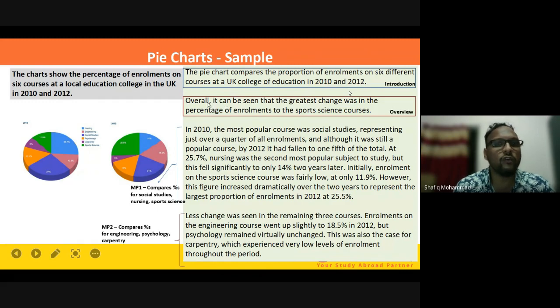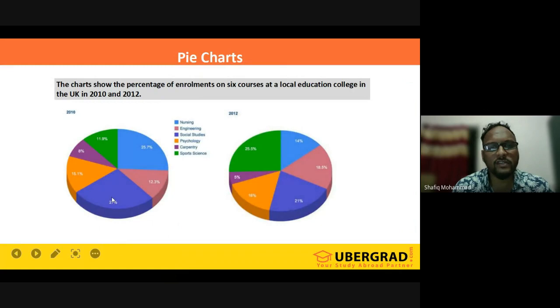So the overall means you're giving the overview. Overall, we can see that, or it is clear that. These are the sentences which say it's an overview. So overall, we can see, or it can be seen that the greatest change was in the percentage of enrollments of the sports science courses. So whatever the highest is and the lowest is, you can write both of them. If you can see, the highest is always this sports sciences, isn't it?